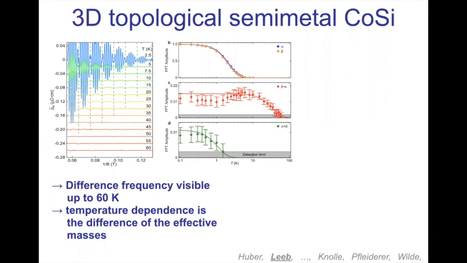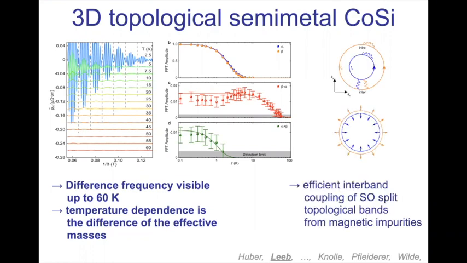So the difference really comes roughly with the difference of these 2 effective masses, and also is visible far beyond the point where we can observe the main frequencies, and the sum also roughly fits to the sum. Now, the last point, which is to clarify, is I told you need some sort of finite interband coupling between these 2 orbits. What could be the finite interband coupling in cobalt silicide?